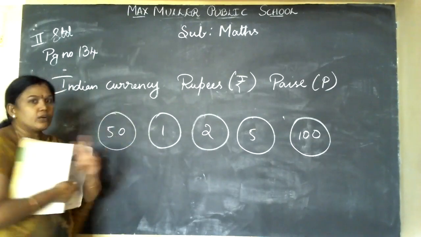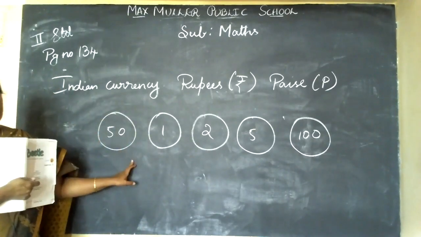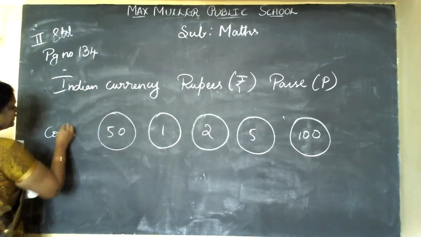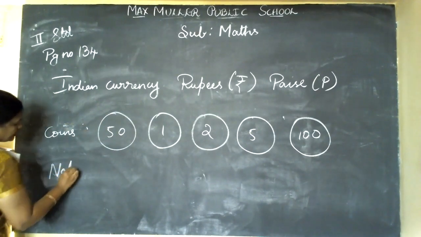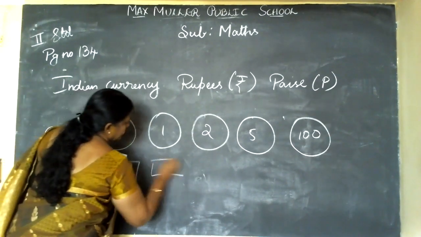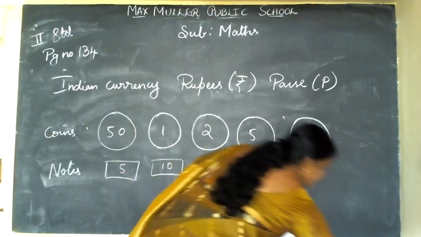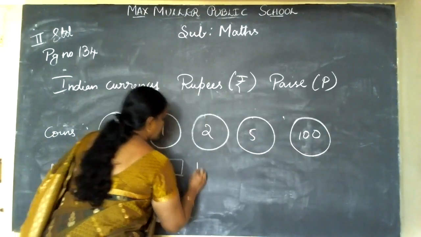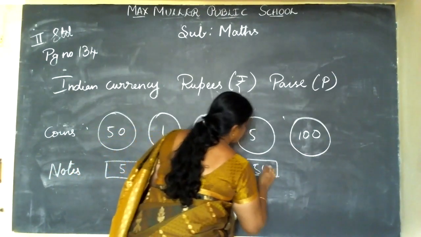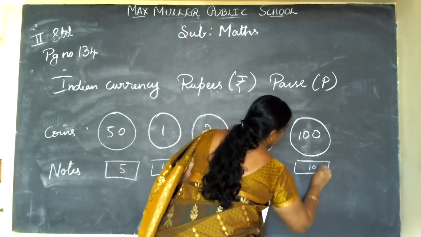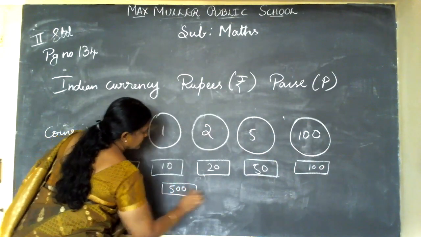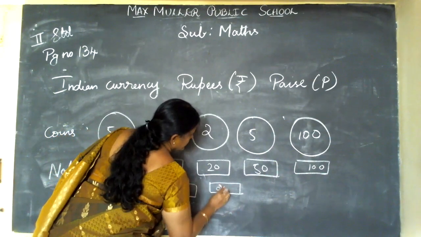But in one coin, we have two sides. On one side, we have heads. The other side will be tails. Notes also, apart from coins. Notes: 5 rupees note, 10 rupees, 20 rupees, 50 rupees, 100 rupees, 500 rupees, 2000 rupees.